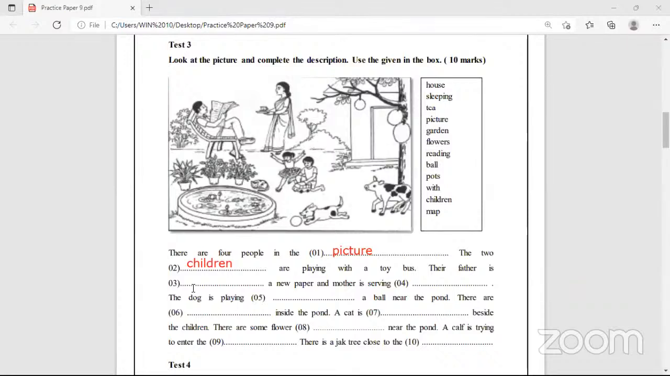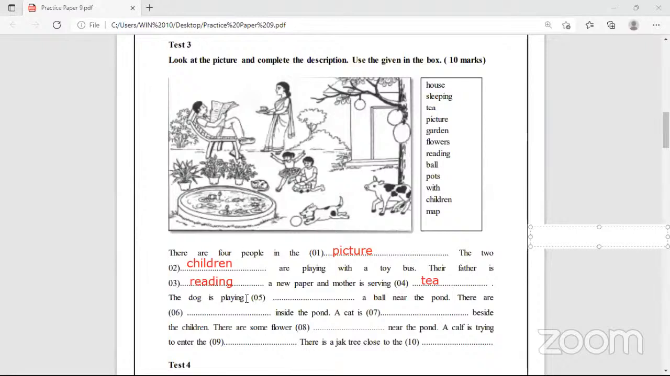The father is reading a newspaper. And the mother is serving tea. The picture is very clear to you. So we can see that mother is serving some tea to the father.